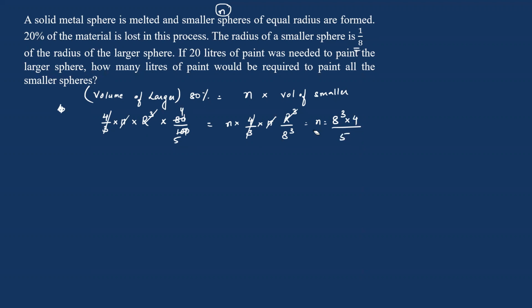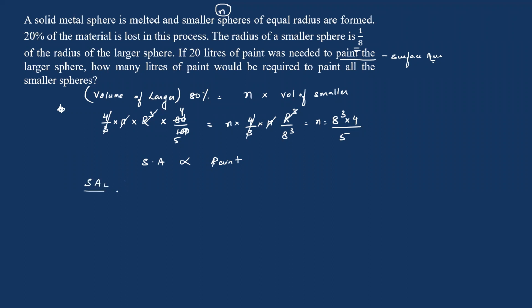Okay. Now, if 20 liters of paint was needed to paint the larger sphere. Now, when I'm painting the circumference or surface area. Okay. So 20 liters of paint was required. So more the surface area, more the paint is required. So what we will do is we will apply that surface area is directly proportional to the number of liters of paint that is required. Clear, guys? Now what is surface area? Surface area is 4 pi r square. So let's write it in this way.